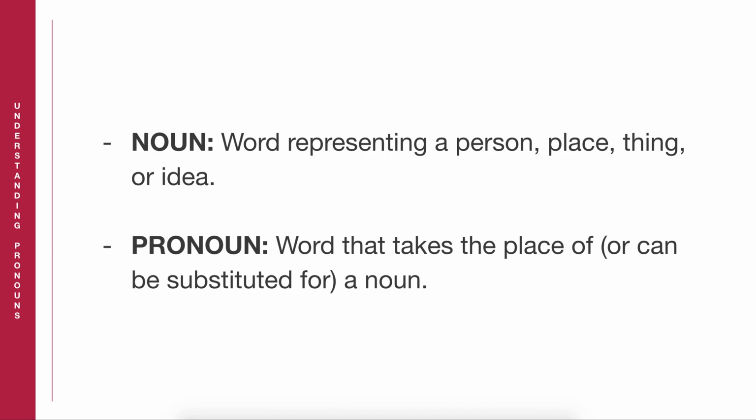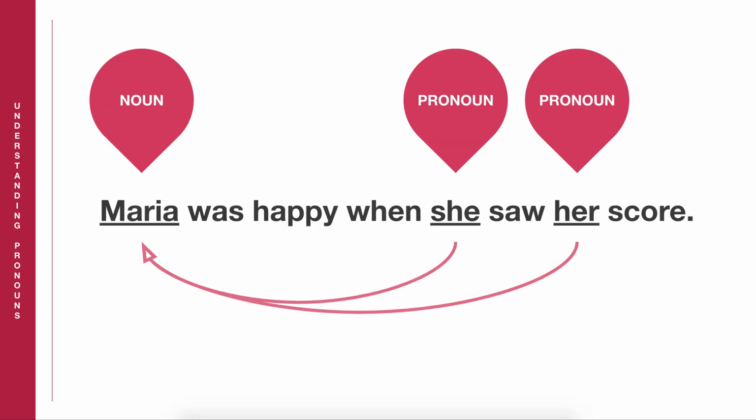When we use pronouns, we no longer have to repeat someone's name over and over again. We no longer have to repeat a very specific noun over and over again. We could just use a small word to take its place. Here's an example of that. Our sentence says, Maria was happy when she saw her score.